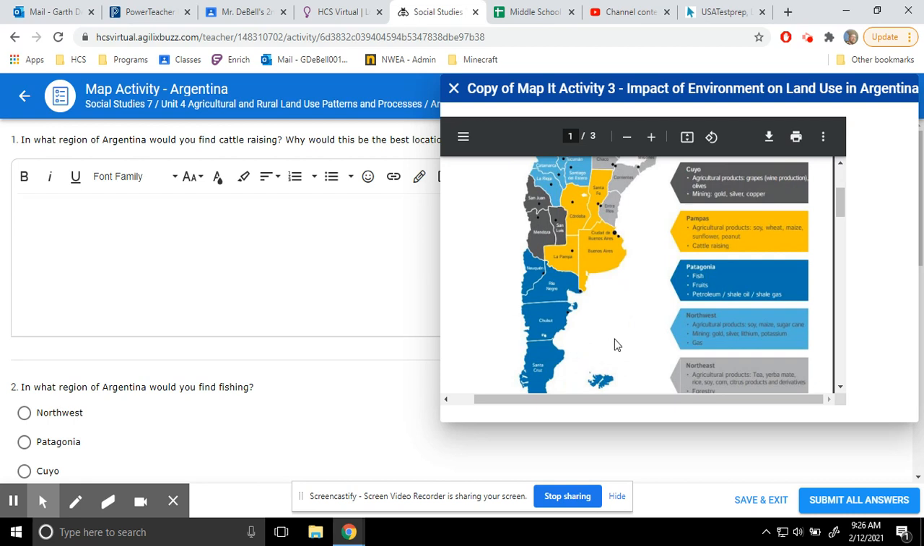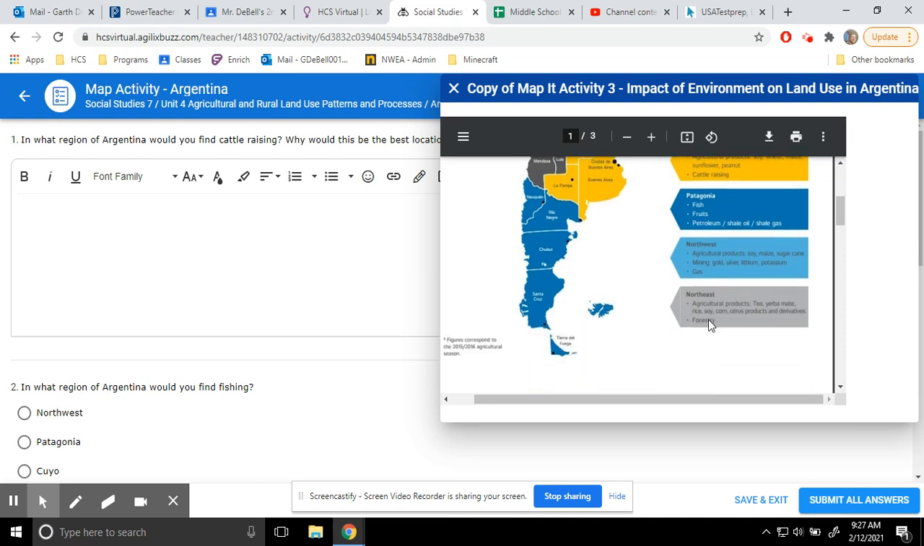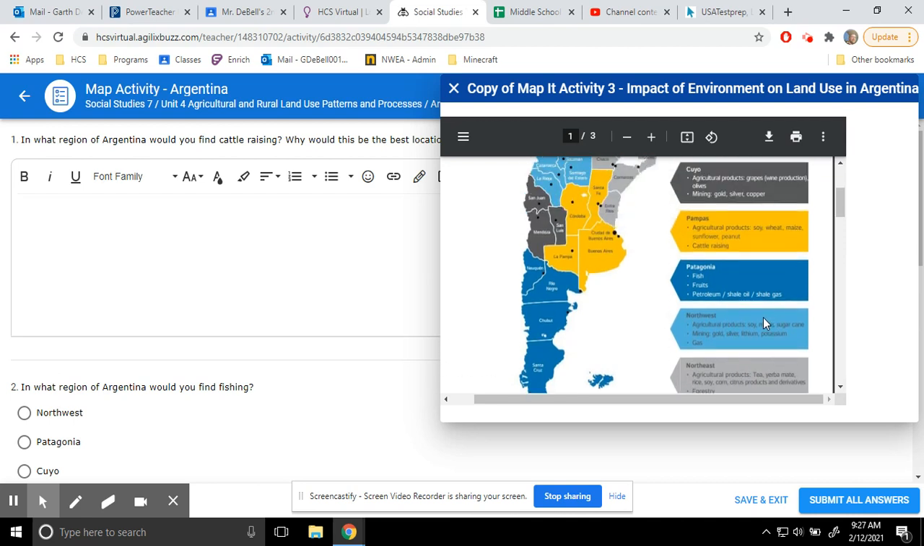If we look over here for cattle, we're going to find cattle here, in the yellow, but it could be in other places too. So we want to make sure that we look. We're not seeing any cattle here, no cattle there, no cattle there, and no cattle here. Okay, so we have cattle raising going on in this area. You can say, I would probably call it the Pampas. So in what region? I'd say Pampas. You're not going to need to name each of the little sections, just the region.